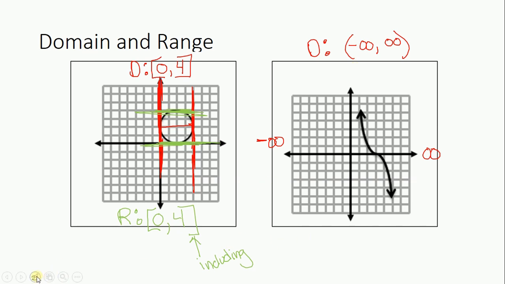Range. Notice I'm going to keep going this way, right? So I'm going to go from negative infinity, because he's going to keep going down, down, down. So my range would be from negative infinity to, notice he's going to keep going up, up, up, so infinity. Domain and range are exactly the same on that particular graph.